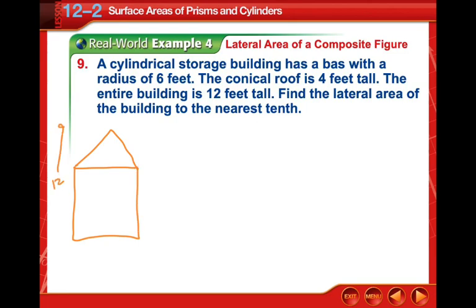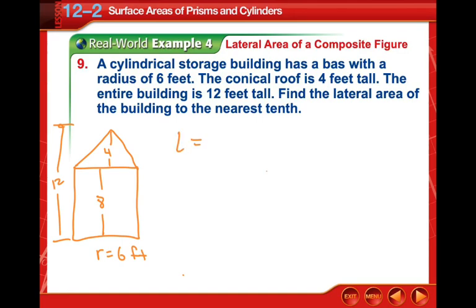So it's something like this in 2D. The entire thing is 12 feet. The cylinder part is 8 feet. The cone part is 4 feet. We only know the 8 feet part because it's 12 minus 4. The radius is 6 feet. And that's everything we need. So we're just finding lateral area.